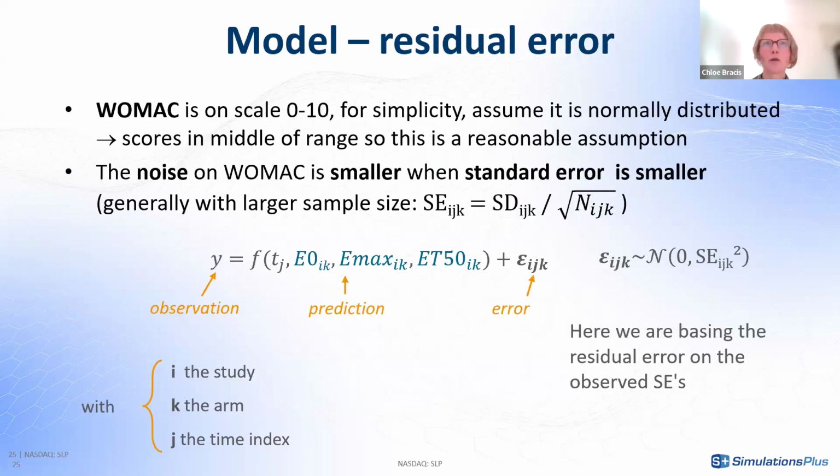So here our WOMAC scores are on a scale from 0 to 10, but for simplicity, we're just going to assume that these are normally distributed. In our case, the scores are all in the middle of the range, so this is a reasonable assumption, but of course we could use some kind of logit model or something else if we wanted to make it more complicated. And we think that the noise of that is going to be smaller when the standard error is smaller.